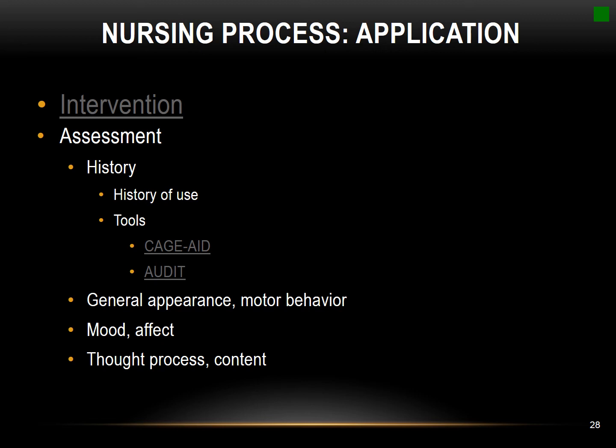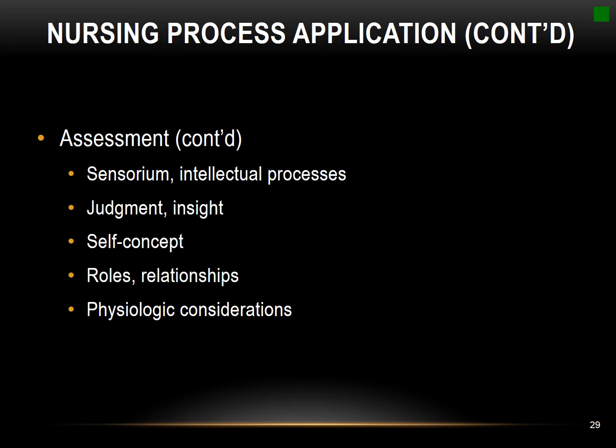And folks with substance use disorder tend to have concrete or all or nothing type of thinking. Continuing in our assessment, in their sensorium and intellectual processes, we're going to see that these are largely intact unless they're high or they're in withdrawal. Judgment and insight, almost every person that has a substance use disorder has very poor judgment. Some have impulsivity, and many believe at any point they have the ability to control their substance use. I could stop at any time.